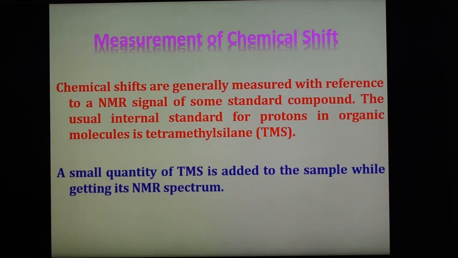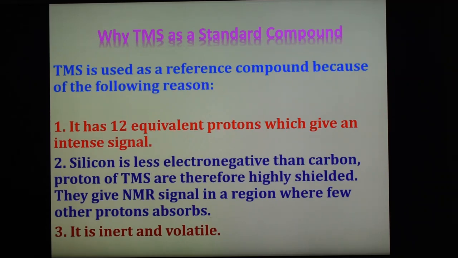Tetramethylsilane is a standard, and for measuring the chemical shift, a small quantity of TMS is added to the sample when we get the NMR spectrum. So this is the standard or reference compound. Whenever we are taking an NMR spectrum, we have to add a small quantity of TMS. By using this standard substance, measurement of chemical shift can take place.